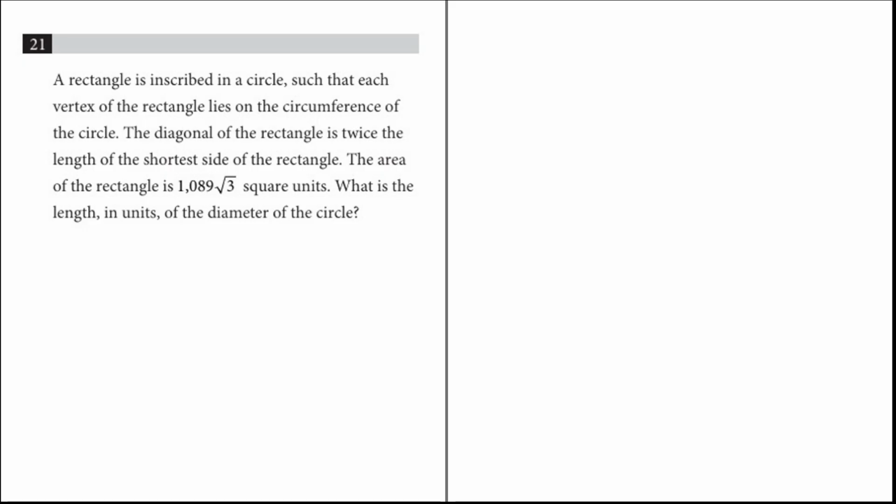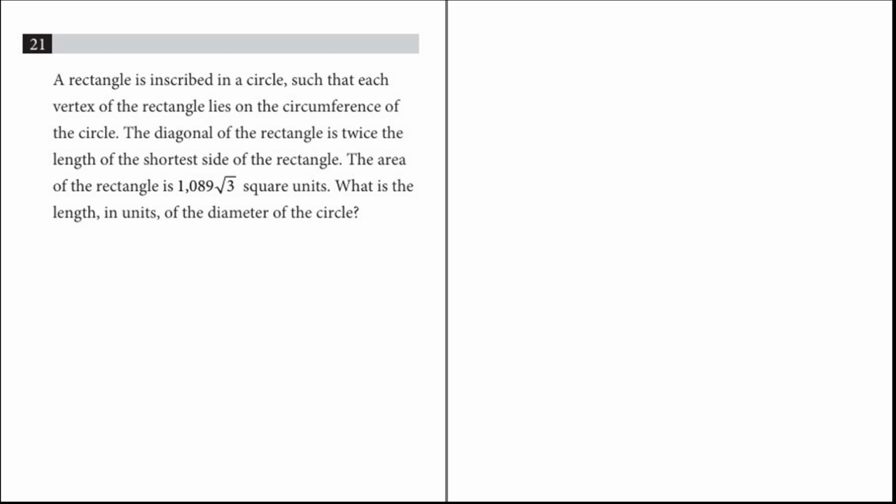It says a rectangle is inscribed in a circle such that each vertex of the rectangle lies on the circumference of the circle. The diagonal of the rectangle is twice the length of the short side of that rectangle, and the area of this rectangle is 1089 root 3 square units. What is the length in units of the diameter of the circle?